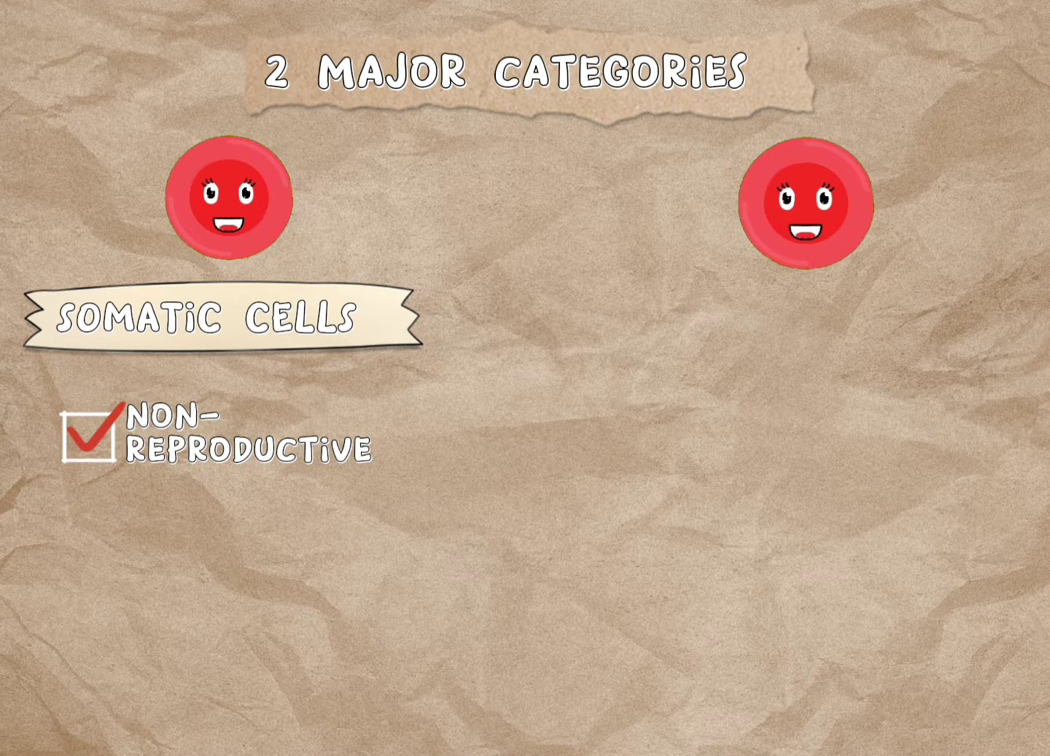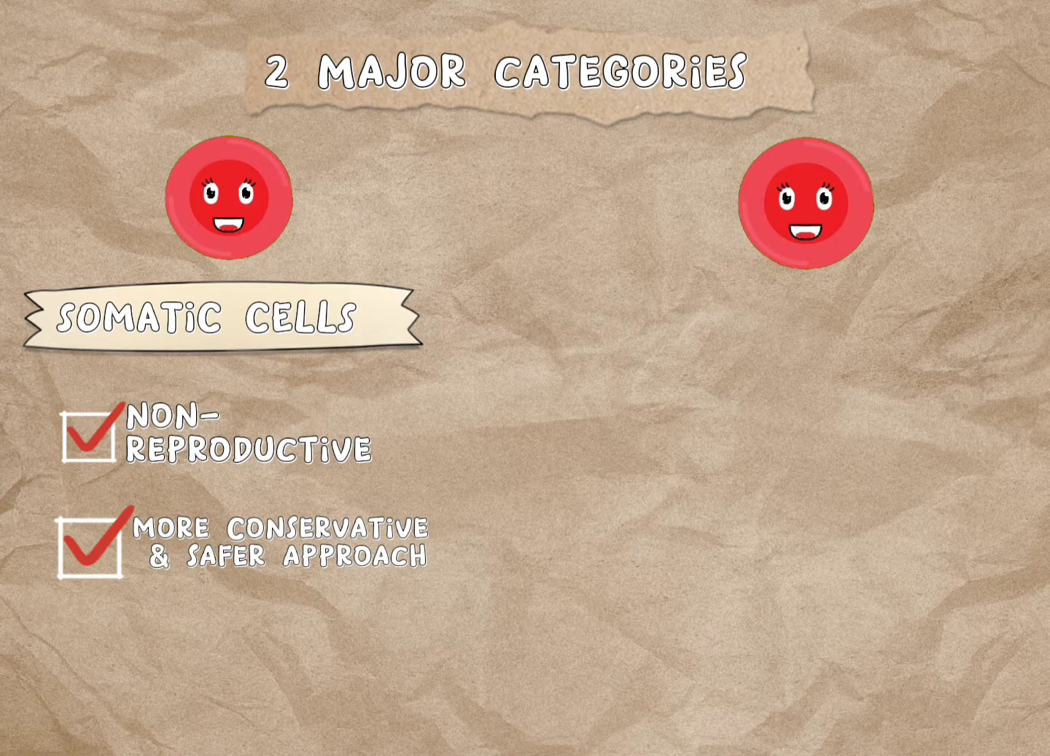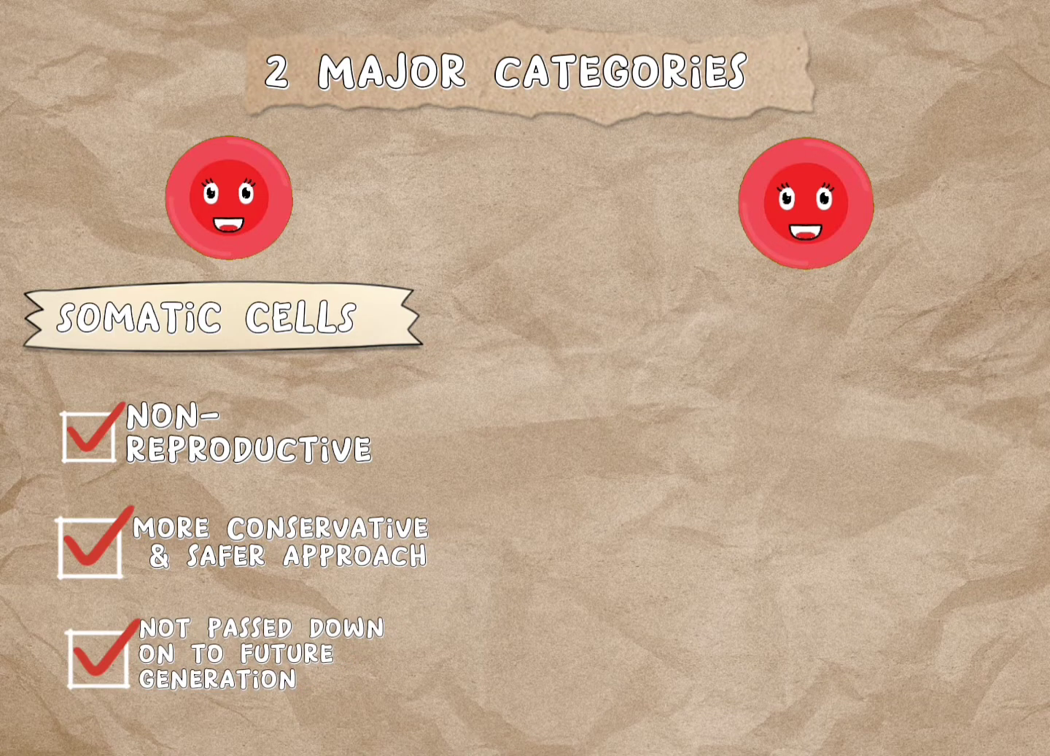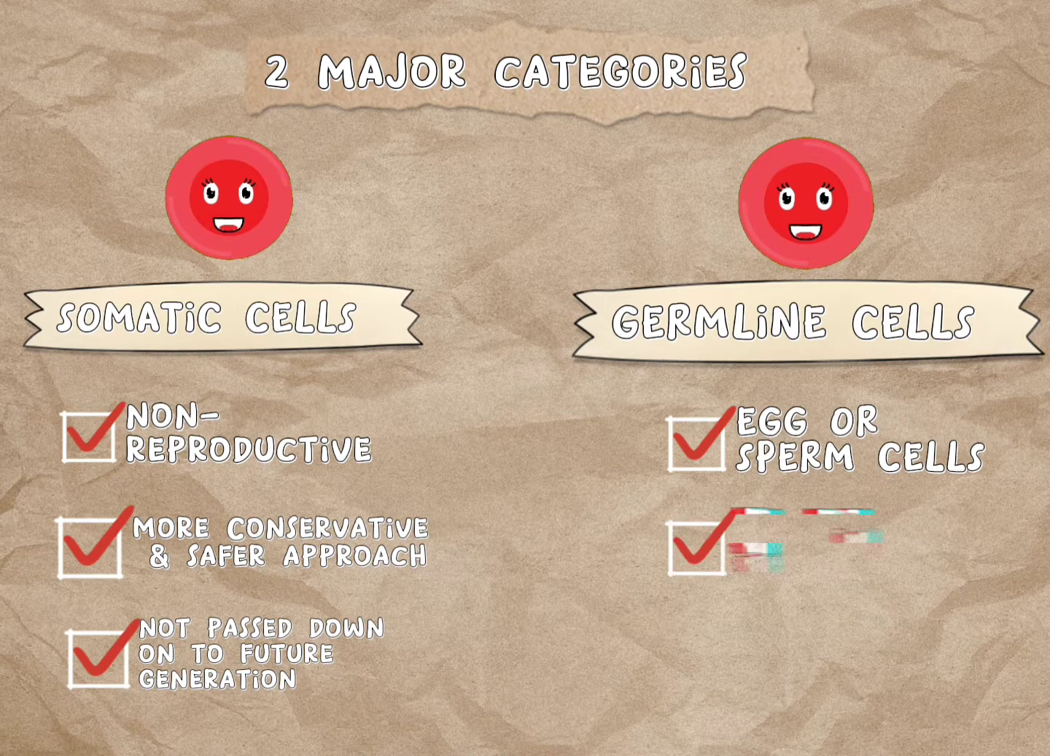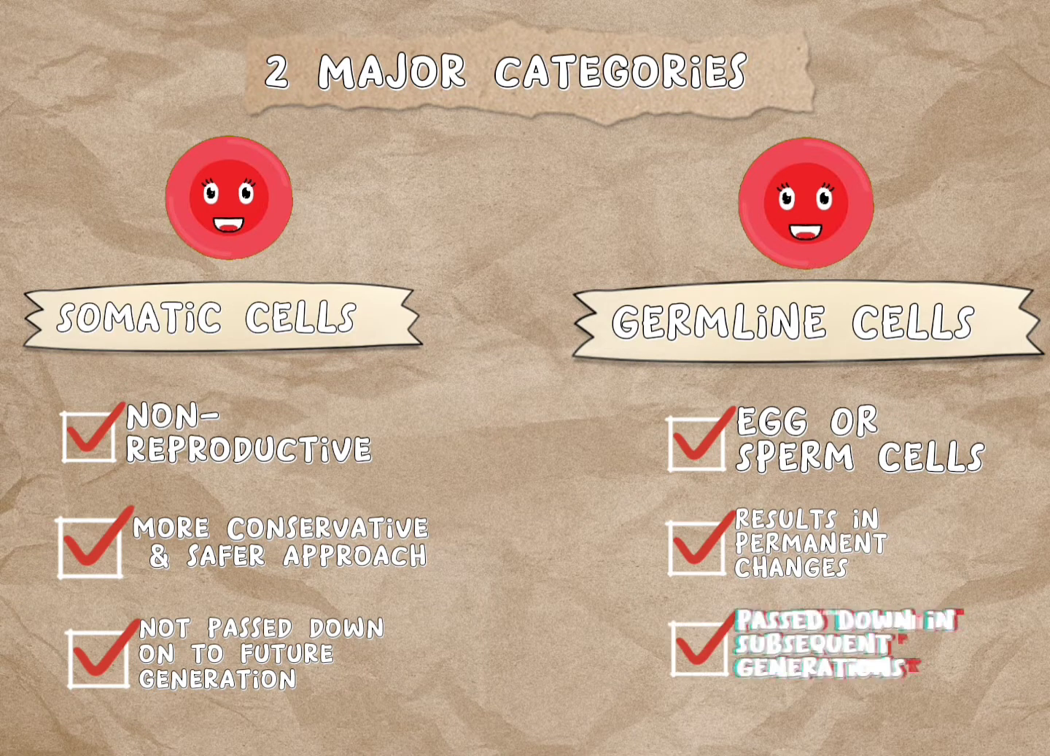Somatic cell therapy is viewed as a more conservative and safer approach since it affects only the targeted cells in the patient, and this is not passed down to future generations. In other words, the therapeutic effect ends with the individual who received the therapy. And the other one is the germline, which is the egg or sperm cells. So germline cells result in permanent changes which are passed down to the subsequent generations.